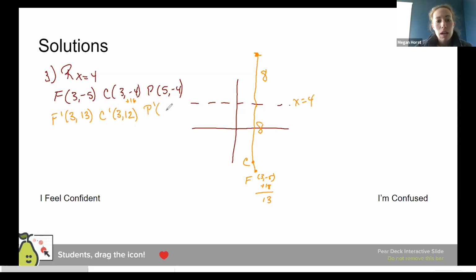Lastly, we have P prime. 5 is going to stay the same. I'm at -4, just like I was in my last problem. So I know I need to add 16. So this is going to be at 12. And notice these two values were the same. So I knew that these two values needed to be the same.